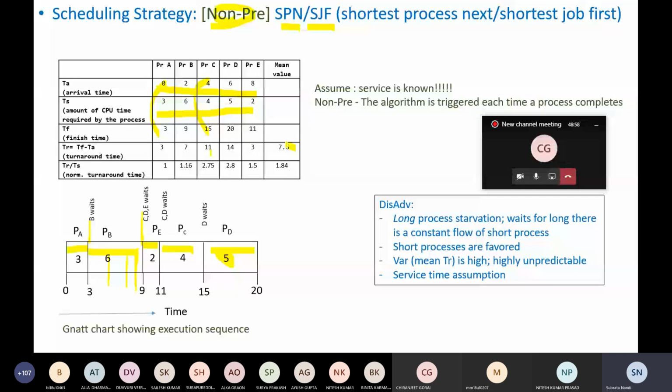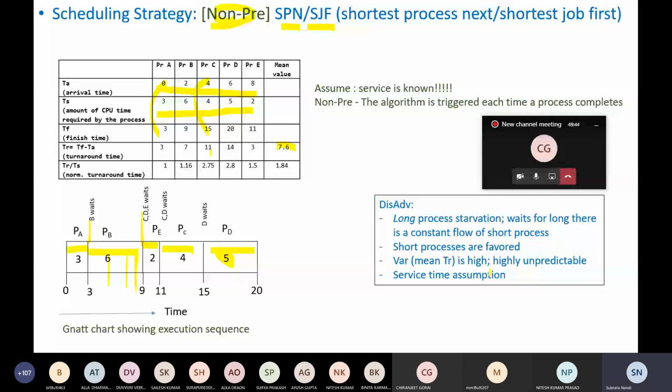So which one is better? Definitely this is better, it has reduced a little bit. But it is again not the best, because you see some processes like this one still have a turnaround time of 3, and the mean turnaround time is 7.6, so it has not been able to satisfy all of them. As you can see, the normalized turnaround time has also reduced from 2.56 to 1.84. So things are improving, and overall the throughput has been much better.